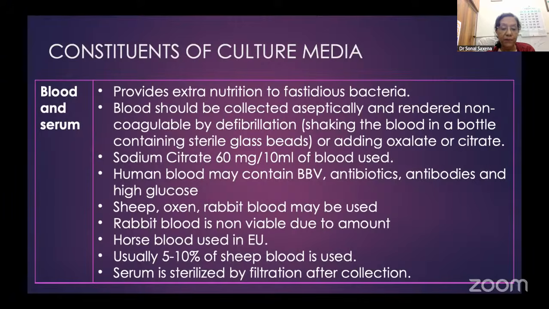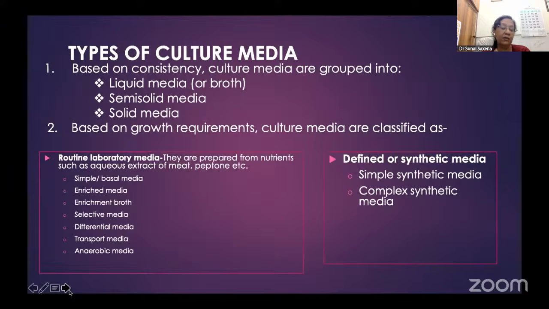In India, we prefer to use 5 to 10% sheep blood, and many companies now supply ready-made blood which has been rendered non-coagulant by defibrination, and they supply them in packets, and you can use them. If you're using serum, you have to sterilize it by filtration after collection, because many a times it may just happen that the serum is not very sterile.